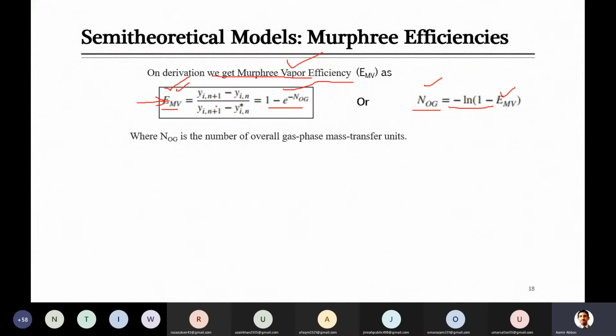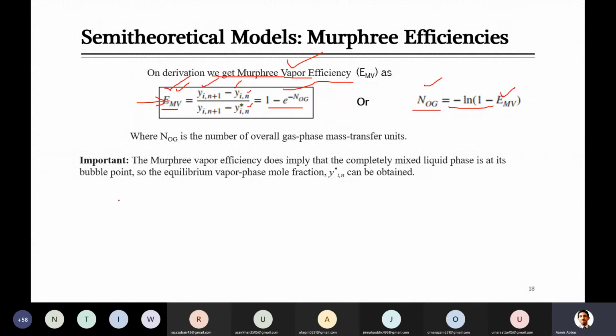As well, if we know the mole fraction of any component i which is reaching that tray from the bottom tray, as well as on the surface of this tray, or leaving from this tray, then that can also be found. But finding the vapor mole fraction on the surface of any tray is difficult compared to this. We can easily find this NOG and use this equation to find the Murphree vapor efficiency.